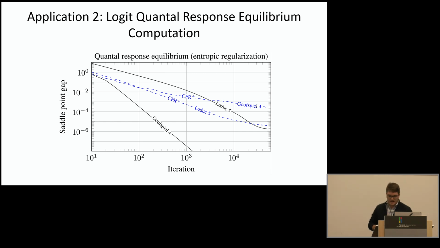our framework, and we show that not only can we scale, but by the fact that the problem is now strongly convex, we actually converge to the saddle point much faster than CFR and its variants.